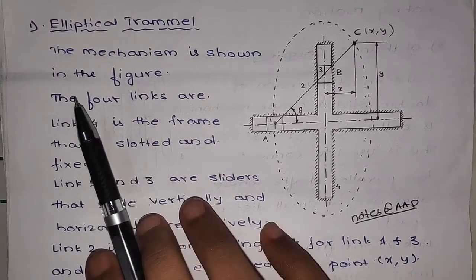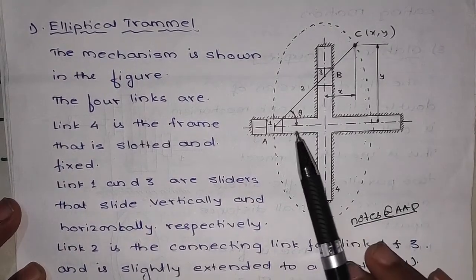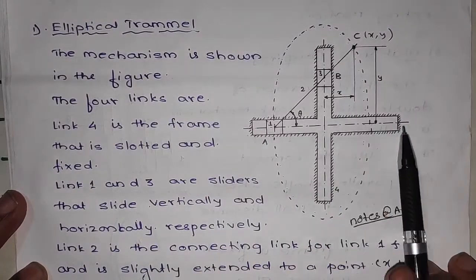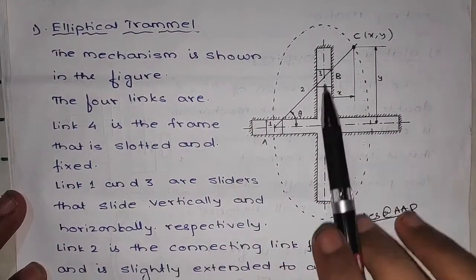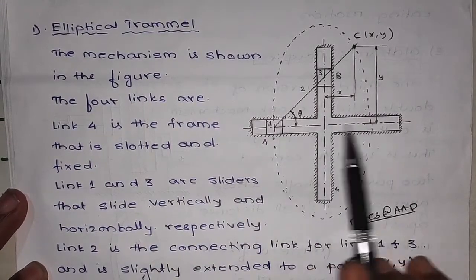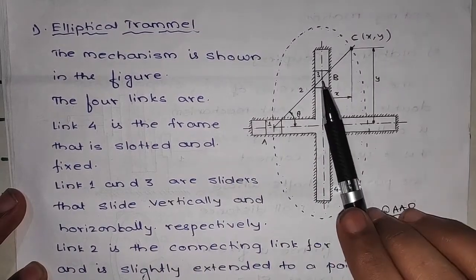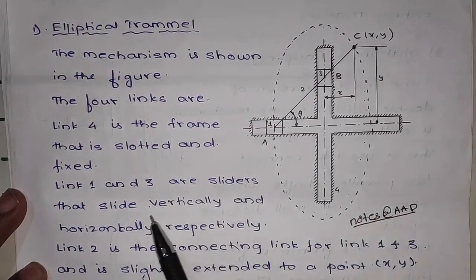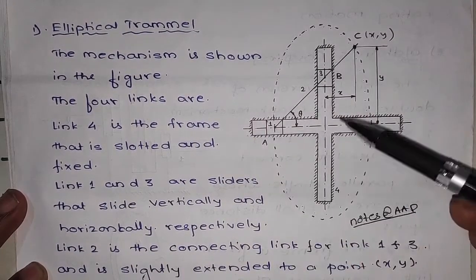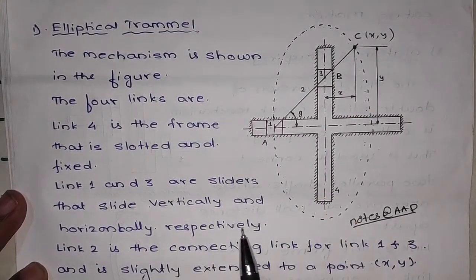So here we have the elliptical trammel. We have a mechanism as shown in this figure. There are four links. Link 4 is a frame. The frame is a plus arrangement. You can see here a plus-like frame, and it is slotted in between. Link 1 and 3 are the sliders. This is link 1 and this is link 3. Both are sliders, and these sliders slide vertically and horizontally. That is, link 3 slides vertically and link 1 slides horizontally.